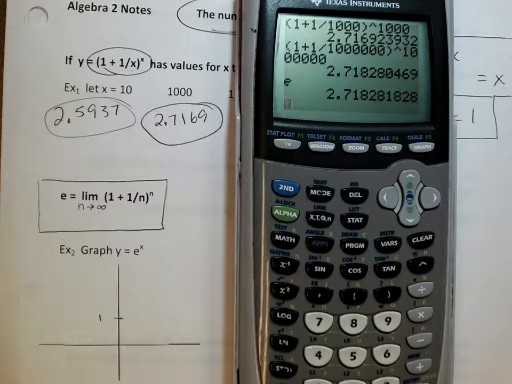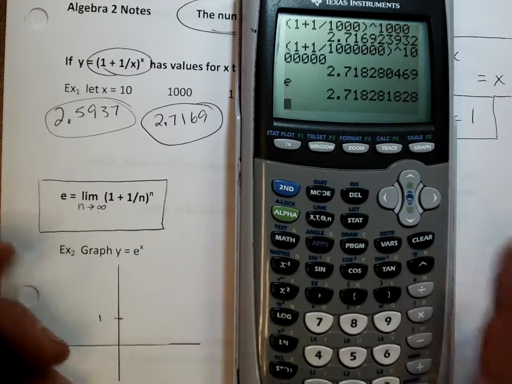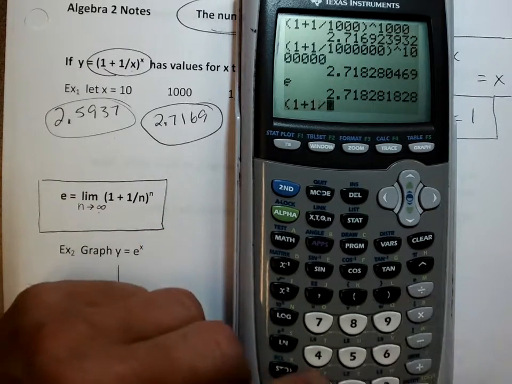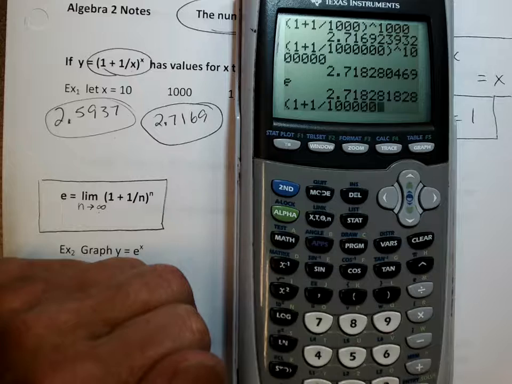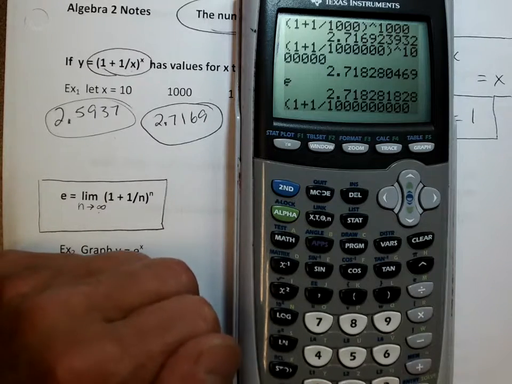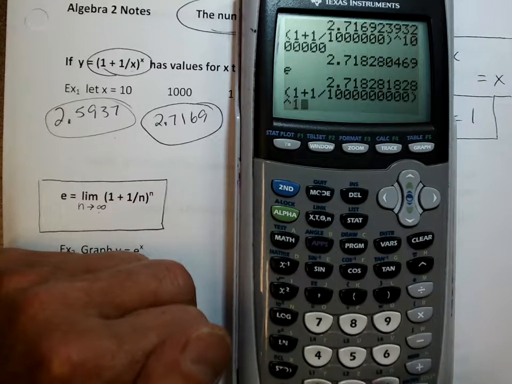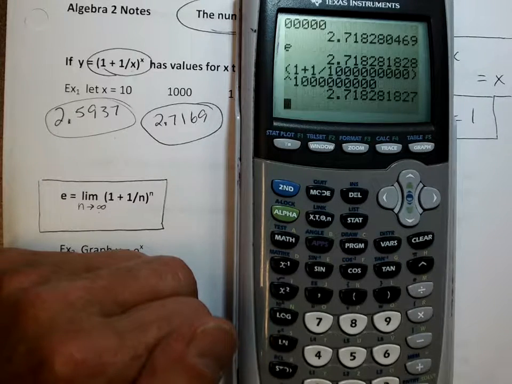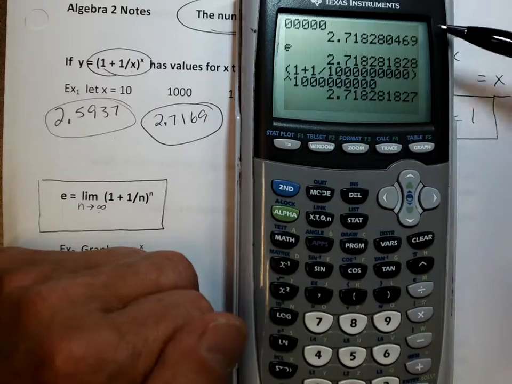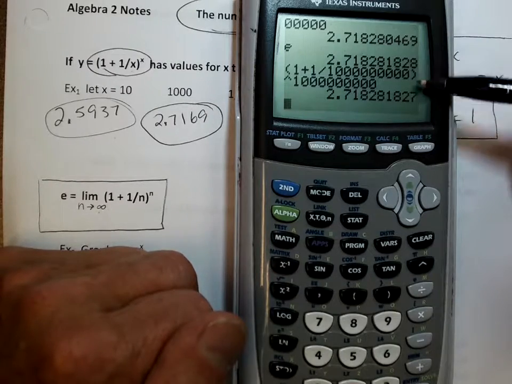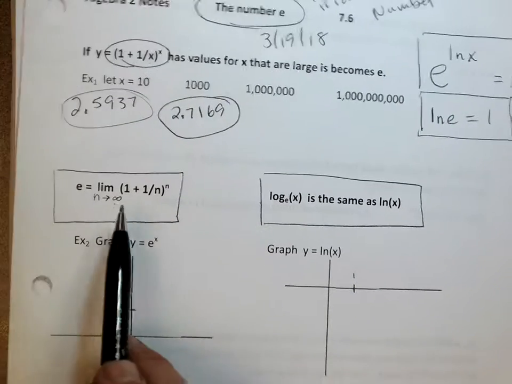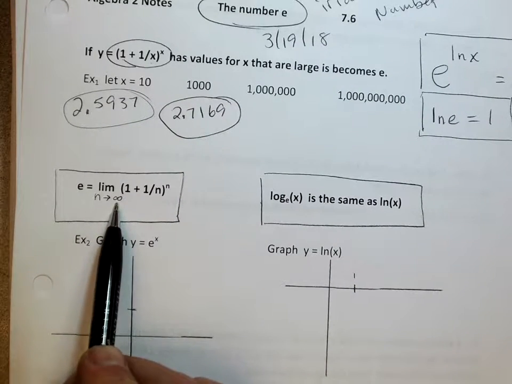And then we'll go to the billionth. So if I go parentheses 1 plus 1 divided by 9 zeros, which is the billionth, to the 9 zeros. Here's the number e. Again, now this time they're really, really close. So what happens as n gets bigger and bigger, as it approaches infinity, we get to the value of e.